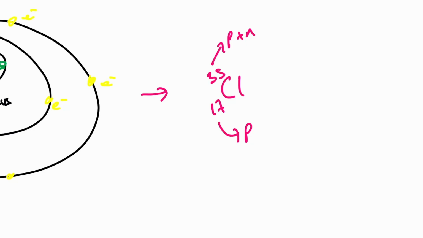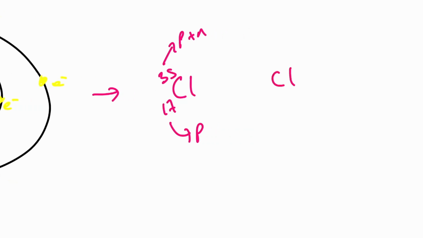You can also get isotopes. Isotopes is basically where you have something with the same number of protons. So it would also have 17 protons to make it chlorine, but you might have a different number of neutrons, and as a result, your atomic mass would be different. So it might be 37 instead. Okay, so that's an isotope.